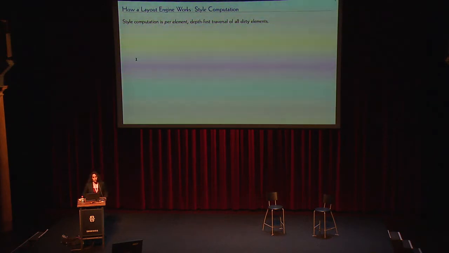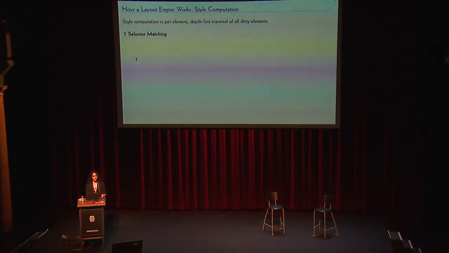Style computation is per element. It's generally done with a depth-first traversal of all of the dirty elements. A dirty element, when you start loading the page, is all of the elements because they have not yet been rendered on the screen. When you do DOM manipulations, then the dirty elements are the things that you have just manipulated, and we try to optimize away all of the other calculations that we have just performed in the last reflow pass. So this is kind of the opposite from the way that stuff works when you're doing a query selector, and that's where some people get confused about performance characteristics.